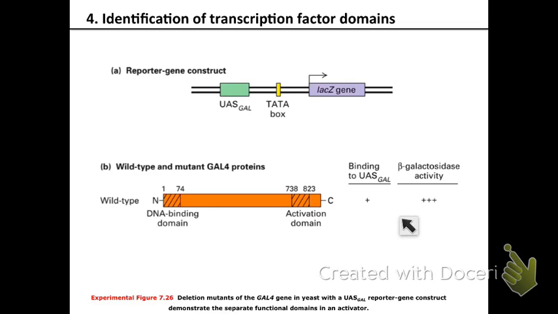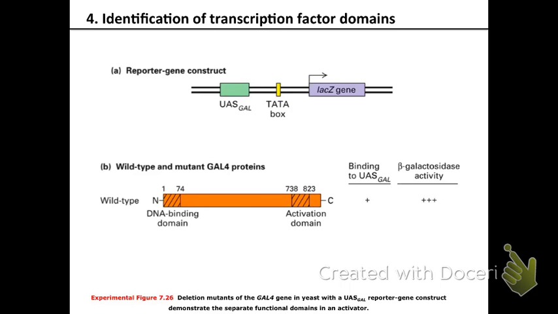and a minus when you don't see binding, okay? And then in the same assay, you're going to look at whether this protein is capable of binding and activating this reporter gene. So if you see the reporter gene being activated a lot, you're going to put a bunch of pluses. And if it's activated little, you're going to put just one plus. And if it's not activated at all, you're going to put a minus. Okay? So that's the assay that you're going to do. Any questions?